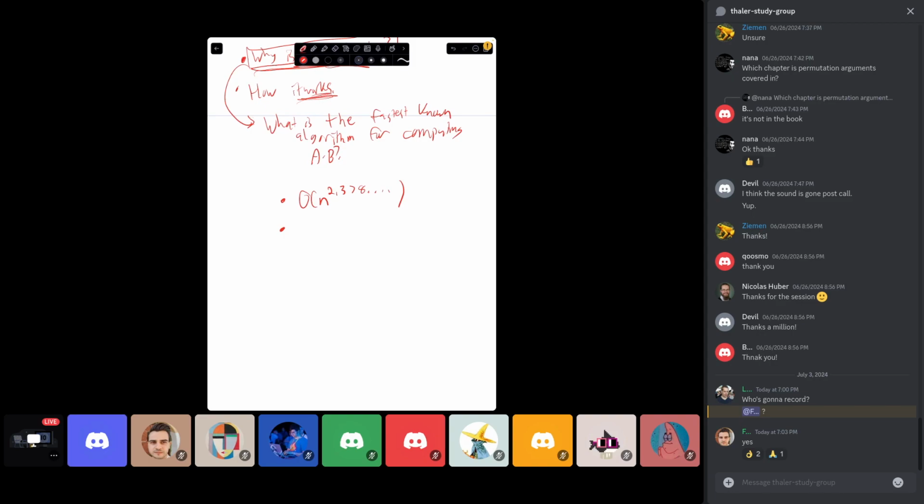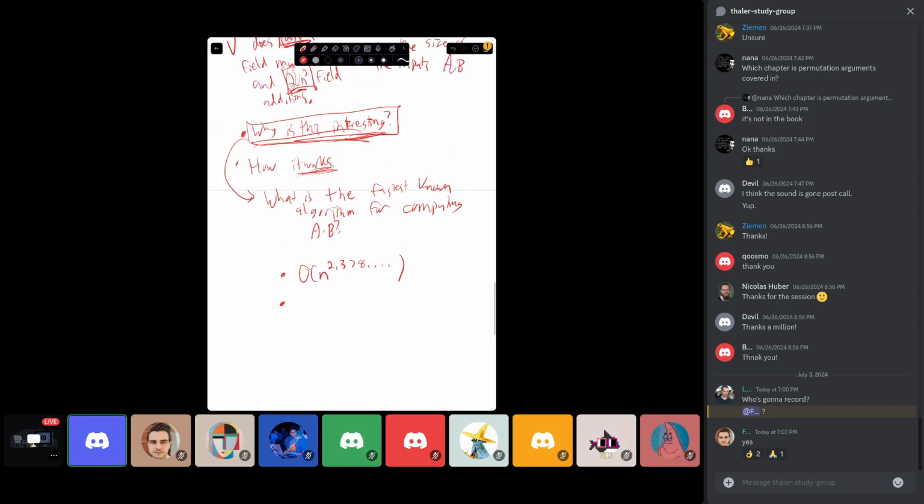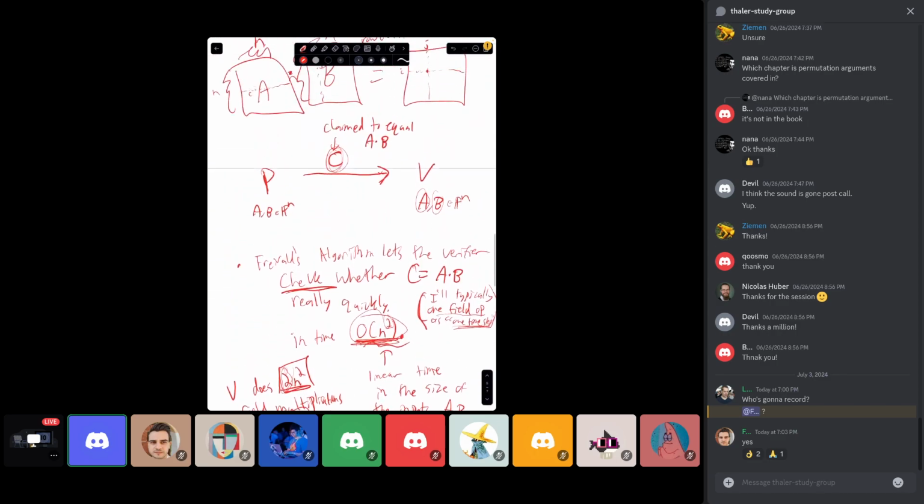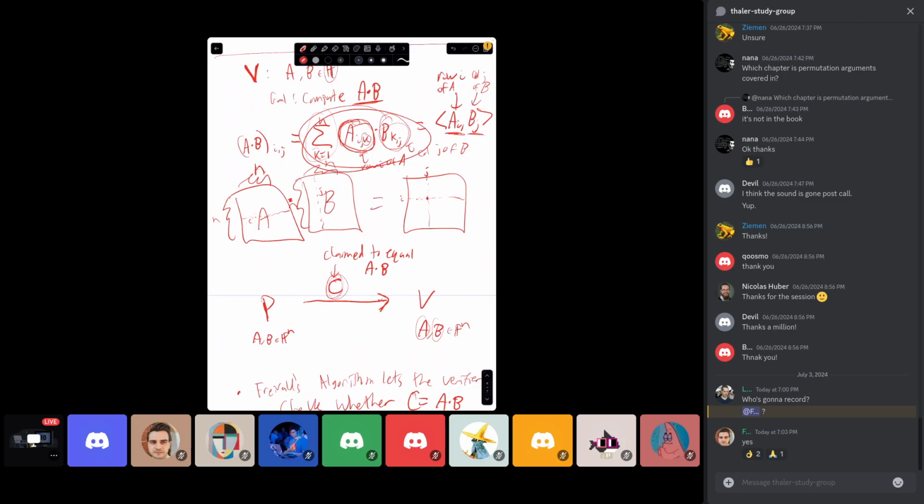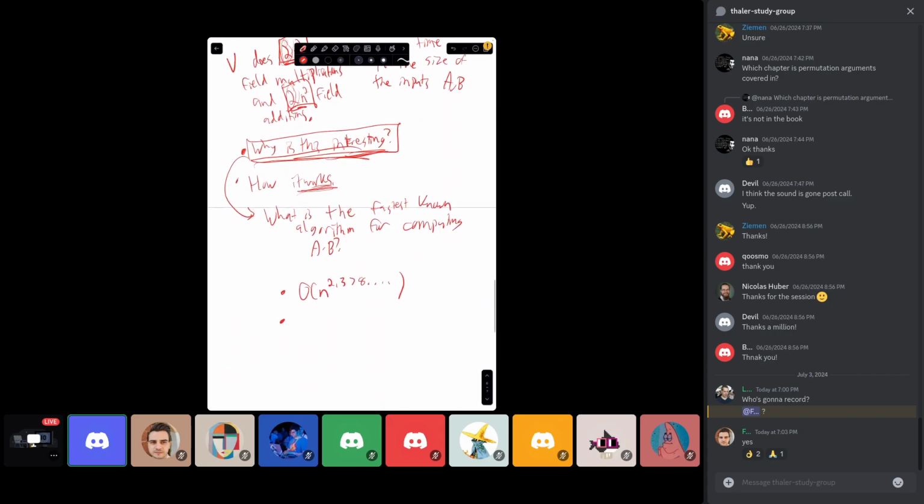The naive algorithm that directly follows from the definition of matrix multiplication takes n cubed time. Because for each of the n squared entries of the product matrix, there's an inner product being computed of size n, right? So there are n squared entries of the product matrix, each taking time n to compute in the direct naive way. That's n cubed time total. So the naive algorithm is n cubed time.